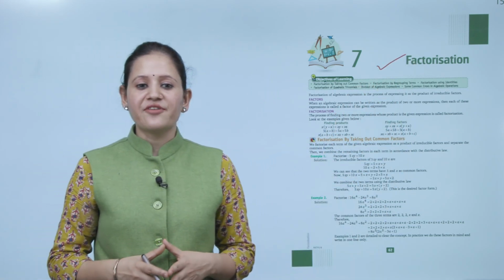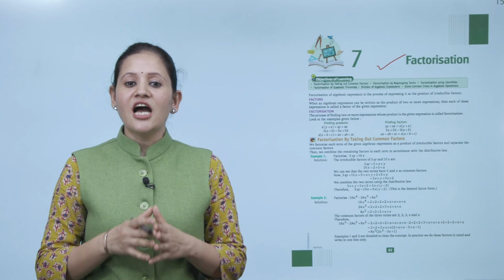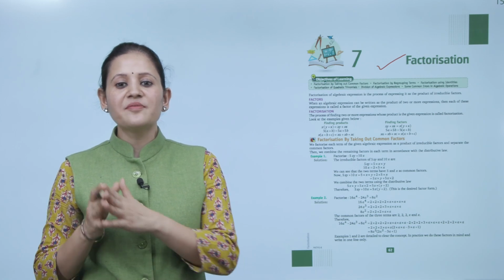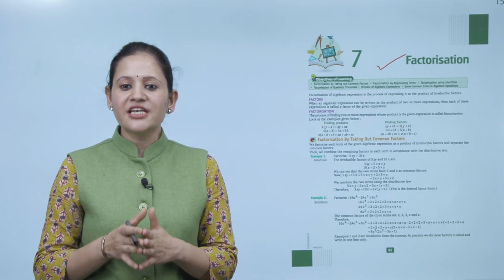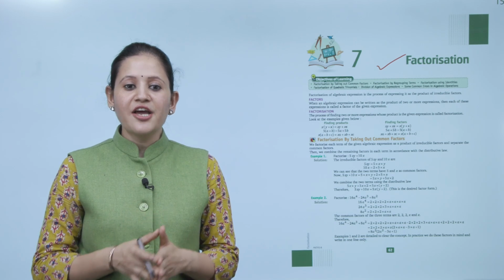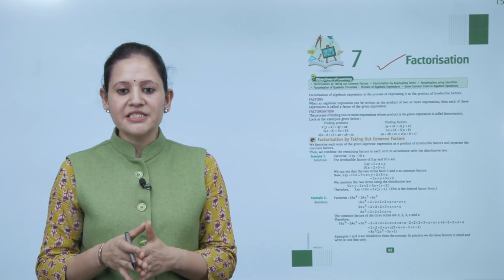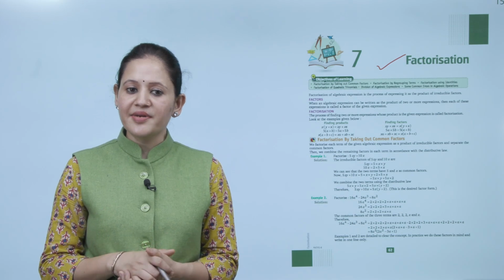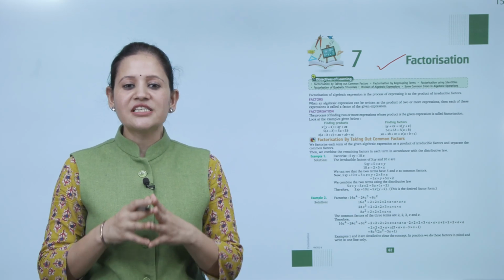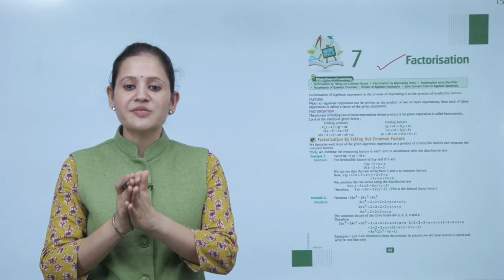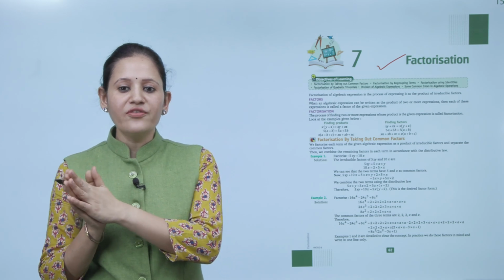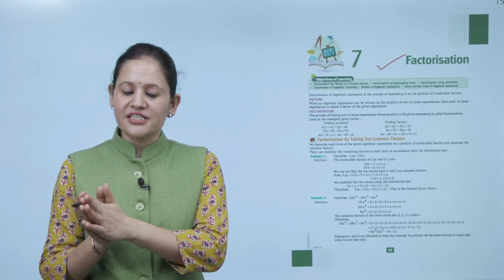Our learning objectives are factorization by taking out common factors, factorization by regrouping terms, factorization using the identities, factorization of quadratic trinomial, division of algebraic expressions, and some common errors in algebraic expressions. Factorization of an algebraic expression is the process of expressing it as the product of irreducible factors.